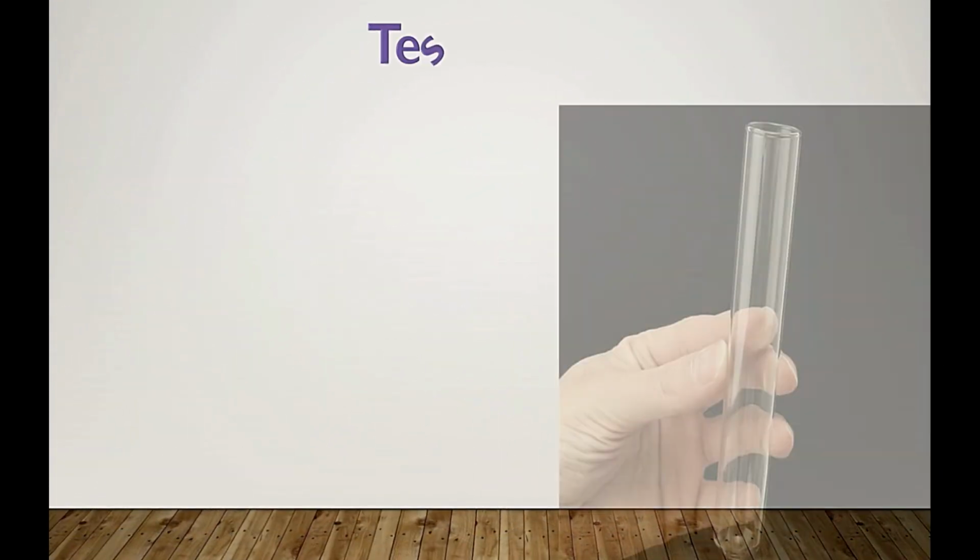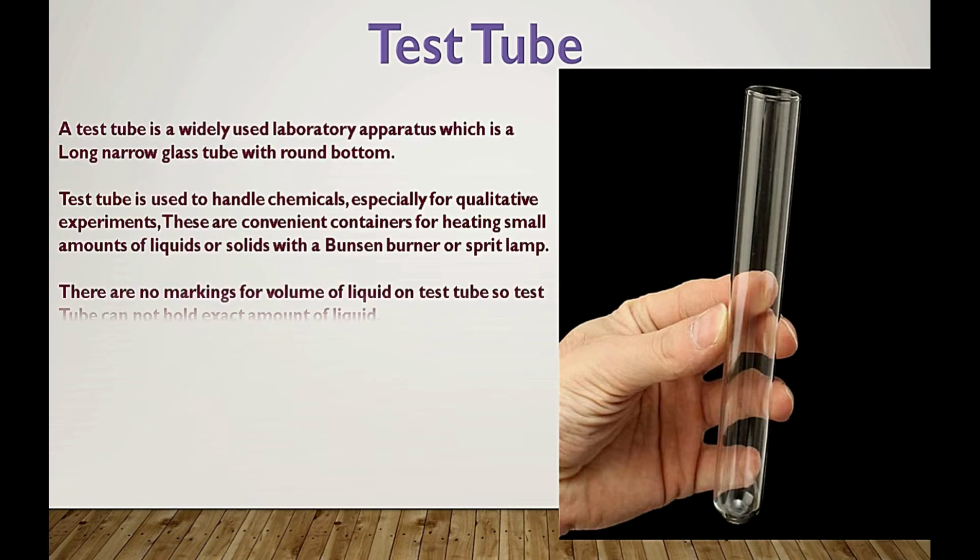Next apparatus is test tube, a very common apparatus in chemistry lab. It is widely used laboratory apparatus, which is a long narrow glass tube with a round bottom. Test tube is used to handle chemicals, especially for qualitative experiments, where you need to identify any substance present in a sample. These are convenient containers for heating a small amount of liquids or a small amount of solids with a Bunsen burner or a spirit lamp.